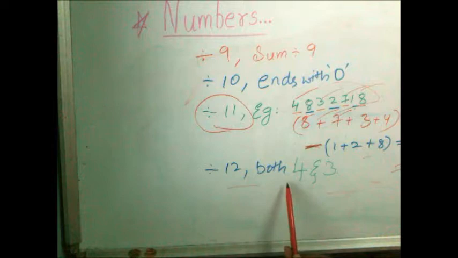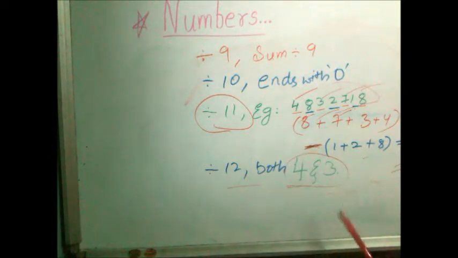For 12, we have to check whether it is divisible by both 4 and 3. So likewise, we can check the divisibility. Let's move on to progressions.